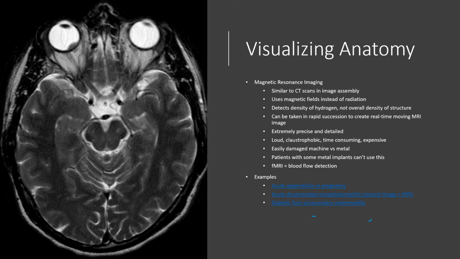There's a variation of this called an fMRI, a functional MRI. The F is for functional, which does the same sort of thing, but it also looks at blood flow in real time. Okay? Again, please look at the examples provided here.